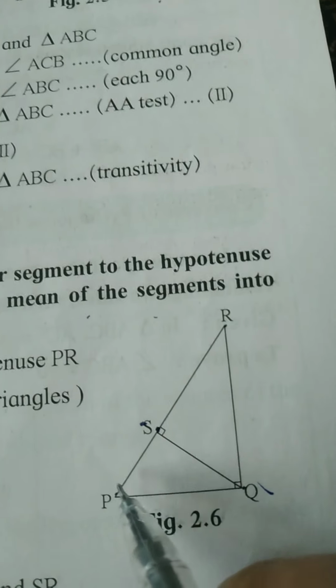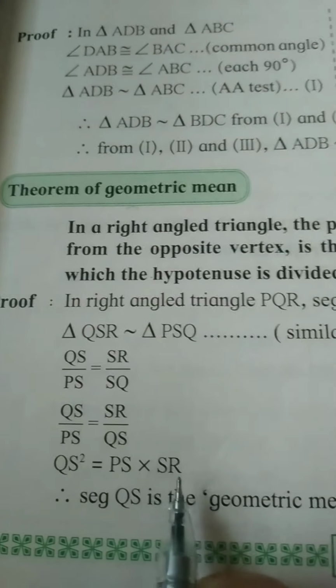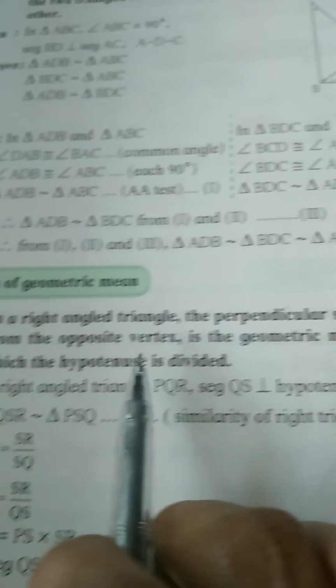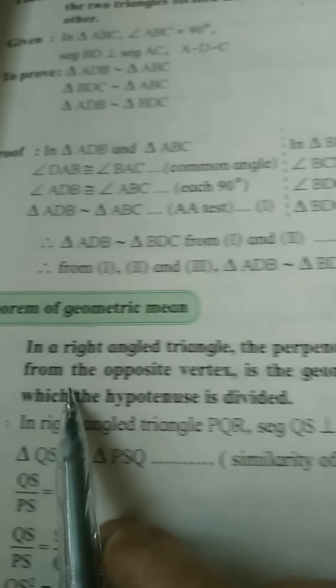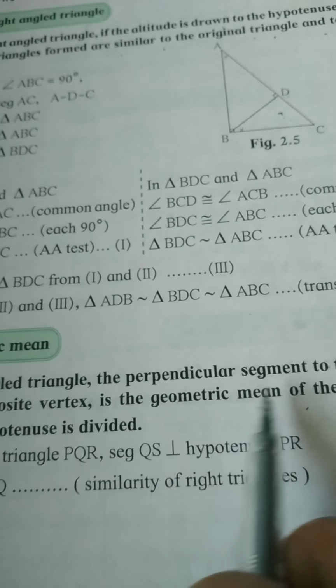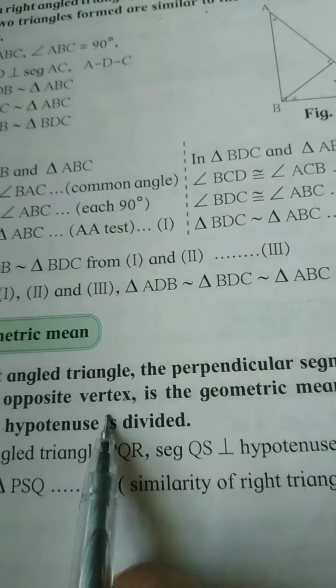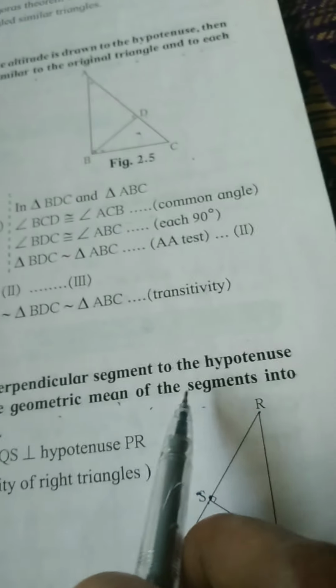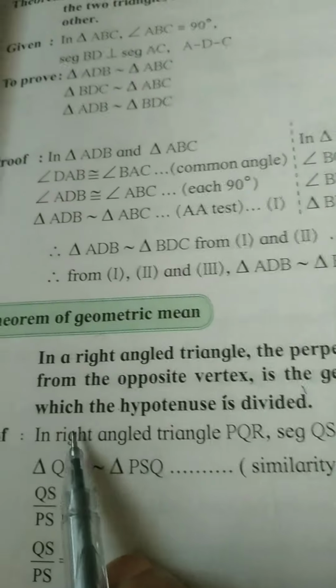Means QS square is equal to PS into SR. The perpendicular segment to the hypotenuse from the opposite vertex is the geometric mean of the segments into which the hypotenuse is divided.